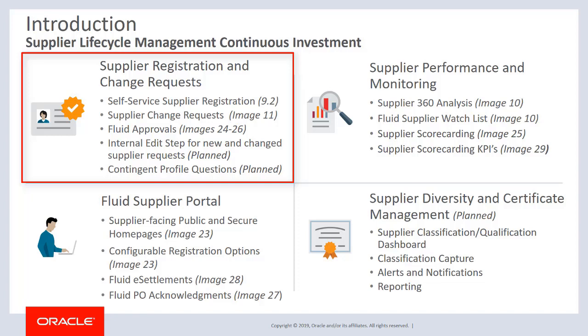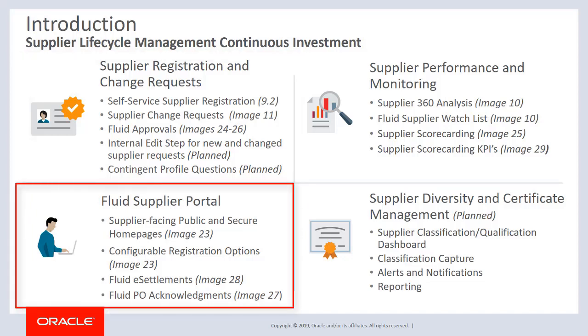Since supplier master information inevitably changes over time, we introduced self-service supplier change requests for suppliers and internal users in Image 11. More features in this area are also forthcoming. The first FSCM external-facing homepages and tiles were introduced with our Fluid Supplier Portal solution in Image 23. This portal serves both public and secure homepages. Future supplier-facing features will continue to help simplify your supplier's user experience.